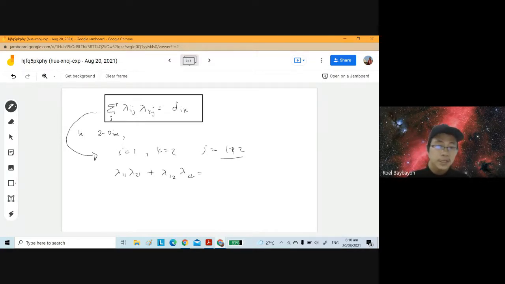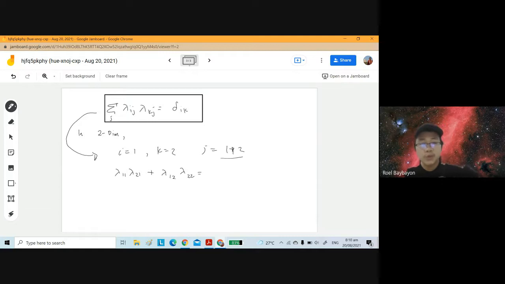When i is equal to 1, k is equal to 2. The i and k are not summed, the only sum is over j. So this is in 2 dimensions, so we only get two terms: lambda 1 1, lambda 2 1 plus lambda 1 2, lambda 2 2.